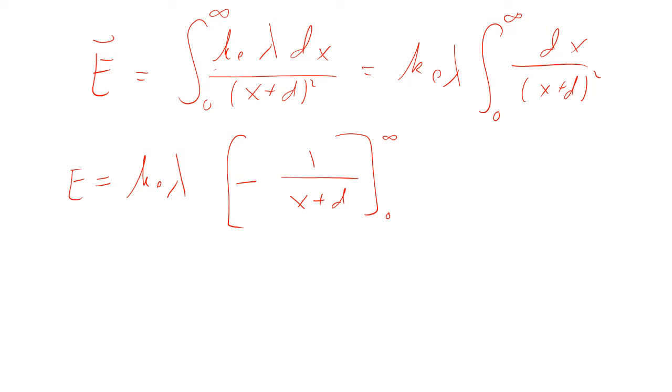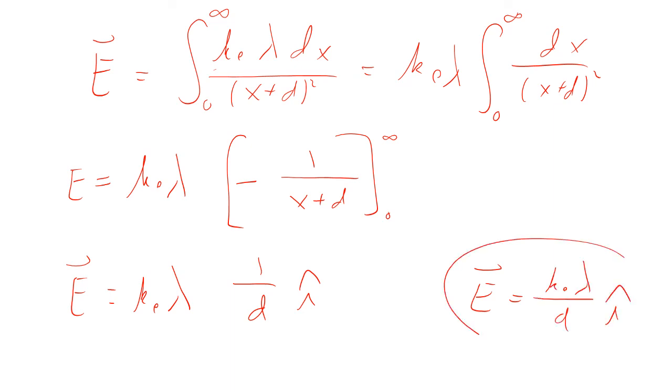Obviously at infinity, if x equals infinity, the limit is going to be 0, so this is going to be equal to k sub b lambda times basically 1 over d. The direction is going to be to the right if lambda is positive, so that's in the i direction. So we would say that the electric field is k sub b lambda over d in the i direction, so to the right. And that's the answer.